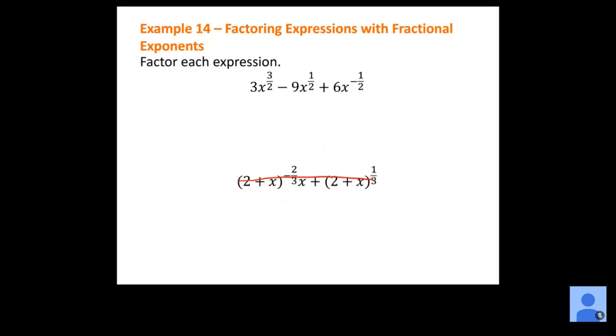So I'm looking at my numbers first. We have a 3, a 9, and a 6. Of those, the common factor would be 3 because 3 goes into all of those numbers. So I'm going to take out a 3.